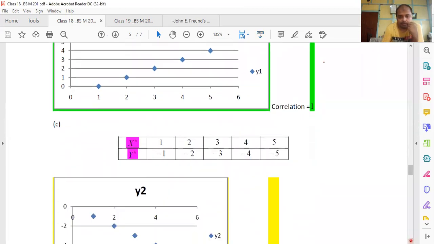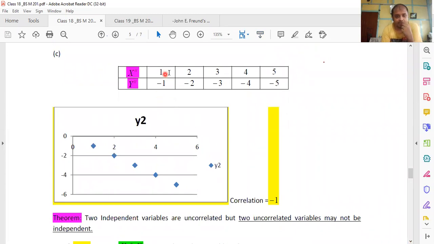In the last example, which I am showing over here, you see the variables have been chosen in the following manner. And here, when we plot the scatter diagram, as you can see, the values of X are actually increasing by +1. And here the values of Y are actually decreasing by -1.